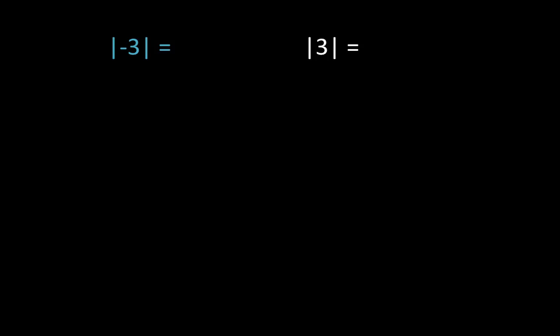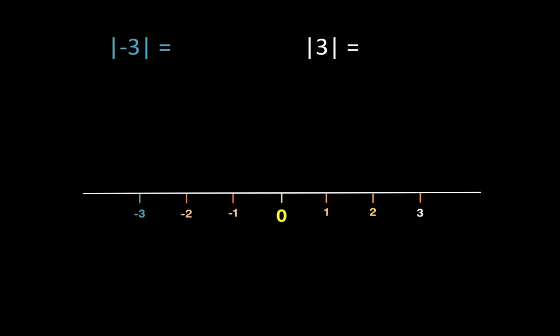So we have 2 questions here. What is the absolute value of negative 3? And what is the absolute value of positive 3? Let's use a number line to get those answers. So let's start with what is the absolute value of positive 3. So we have to find positive 3 on the number line. So that will be this guy here. And remember, we want to see how far it is from 0. So let's go. 1, 2, 3. It's 3 places away from 0. So we say that the absolute value of positive 3 is positive 3.